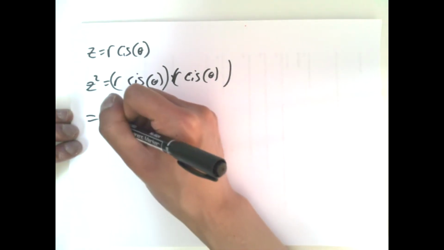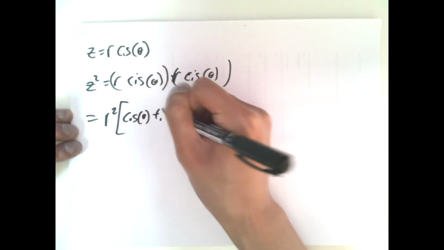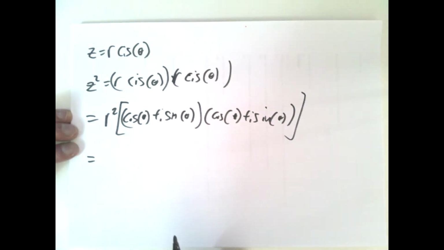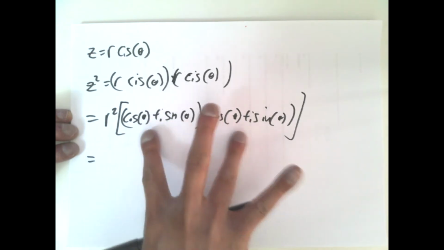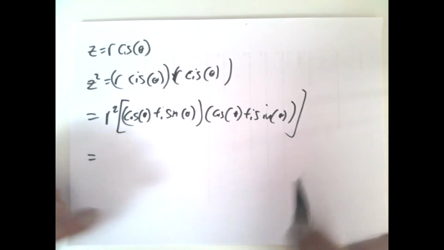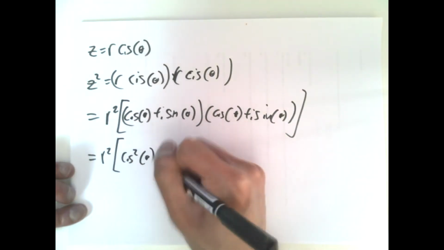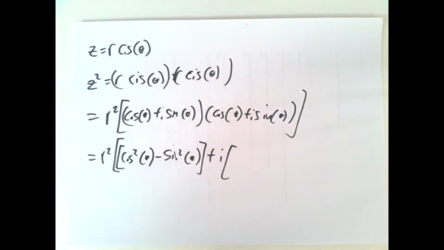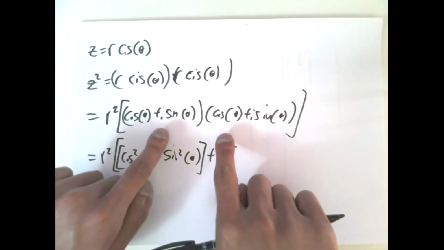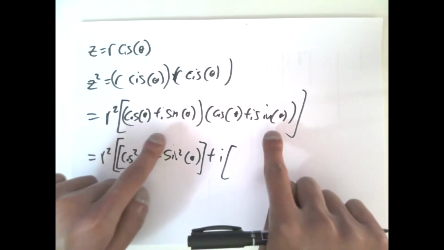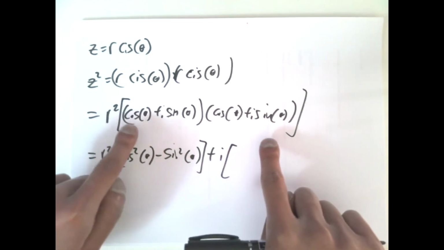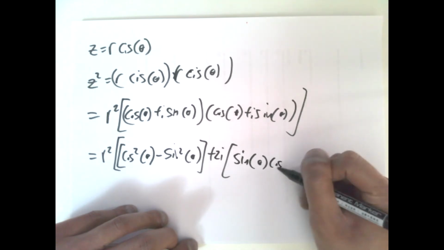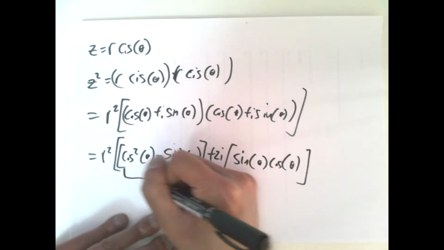Writing the cosines and i sines out in full, we see that the real parts are going to be cos squared minus sine squared. And the imaginary parts are going to be i sine cos, i sine cos, and cos i sine. So we're going to get 2 sine theta cos theta. Now, what are these things?